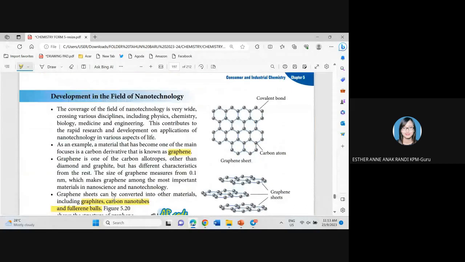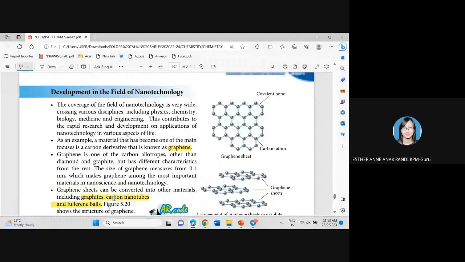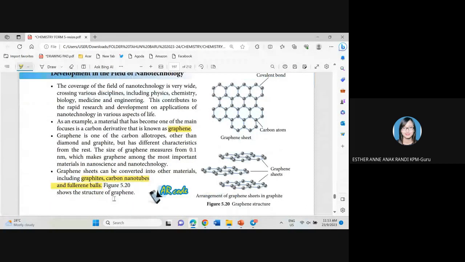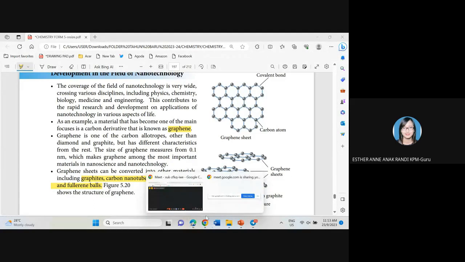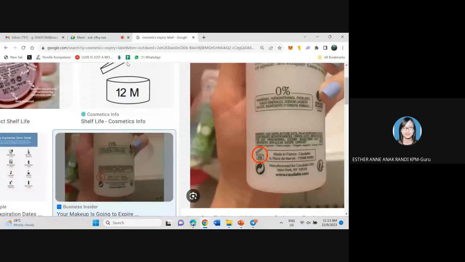Okay, so this is in terms of development of nanotechnology. So yang ni cikgu bagi secara general lah, kita tak payah so in detail. This part is basically telling us about graphene. So graphene is a type of nanoparticles, okay, used in these parts, graphites, carbon nanotubes, and fullerene balls. Graphene is also used as mana tadi?